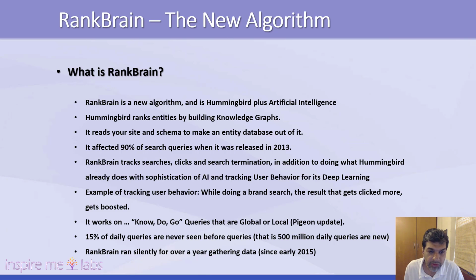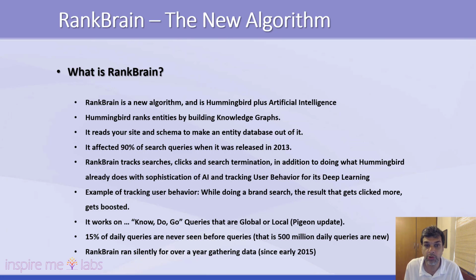RankBrain and Hummingbird work on know, do, and go queries. There are 3 types of queries. Know queries are knowledge queries, where the person wants to know something or is asking a question. He's looking for information. He's in the knowledge phase. Then there are do queries, where he wants to do a particular thing, like carry out something, maybe buy something. So it could be like buy best drone or buy DJI Phantom.